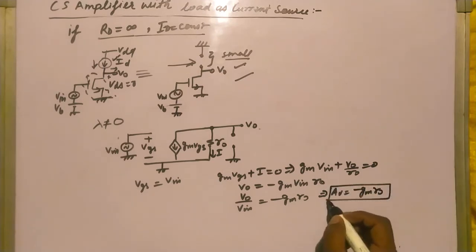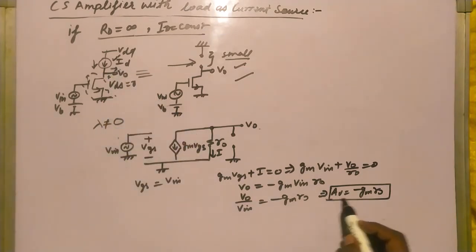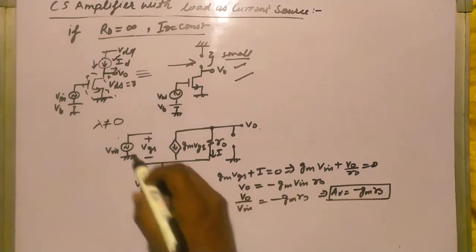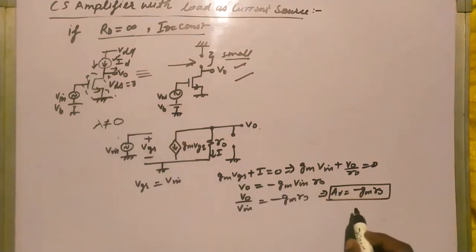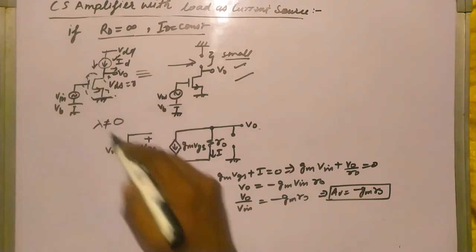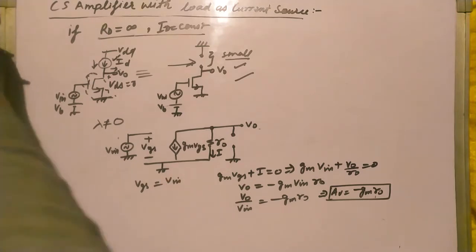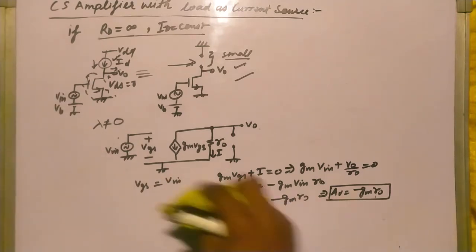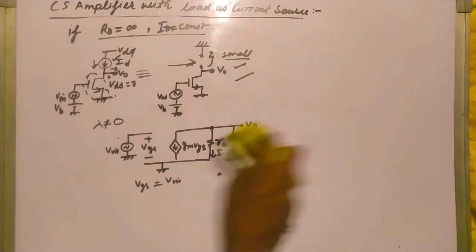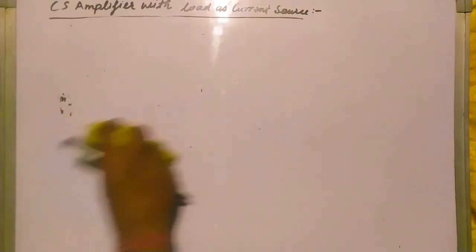Okay, so when we are using a current source as a load, we got gain equal to the maximum gain. Maximum gain means internal gain of this transistor. You can see R naught is the internal resistance of this transistor. So this is the gain. So now how can we build a current source? To build a current source which can give a constant current, how can we build that?